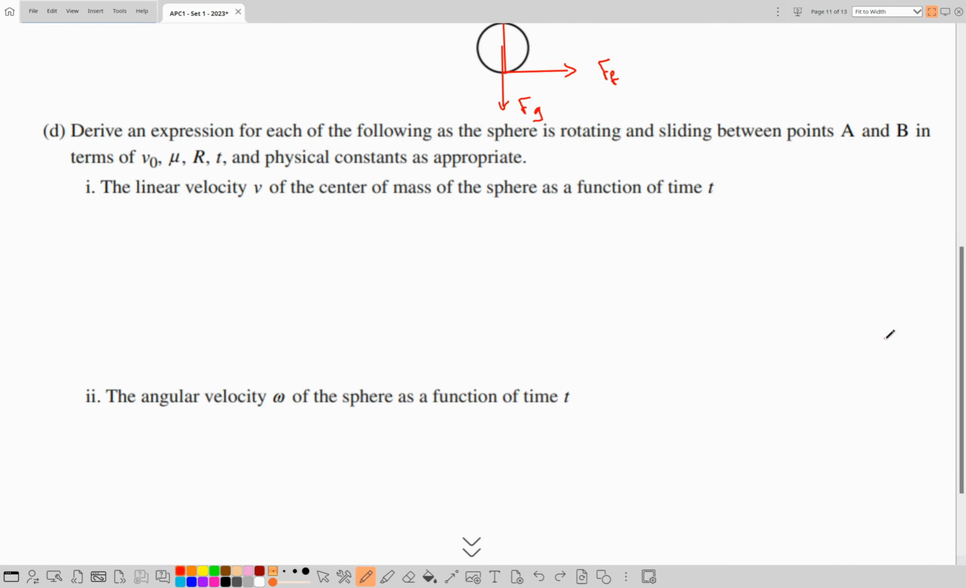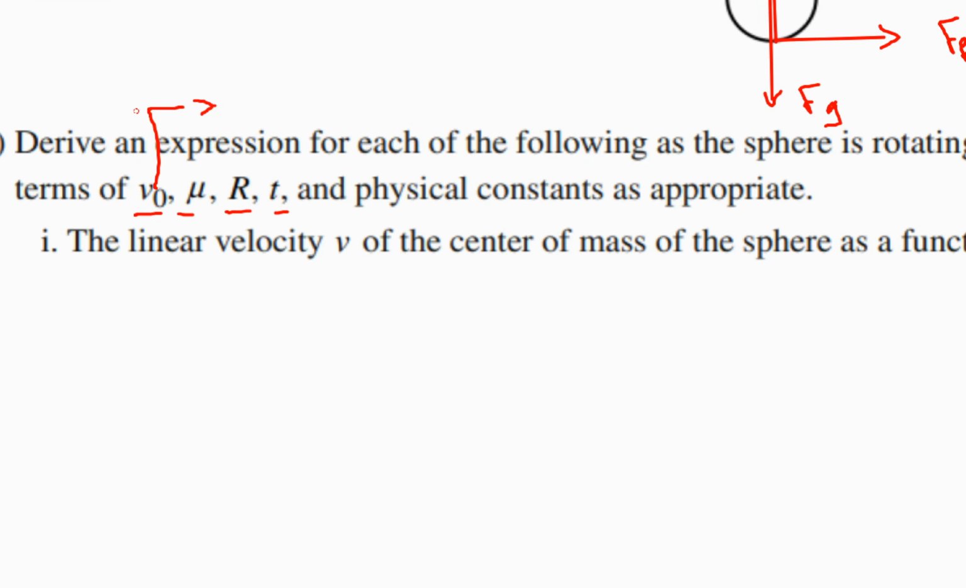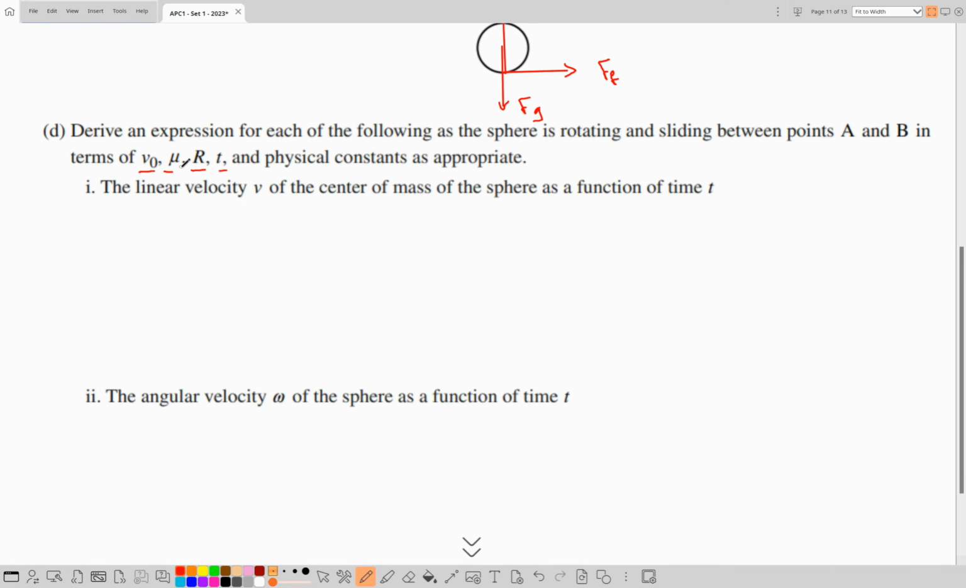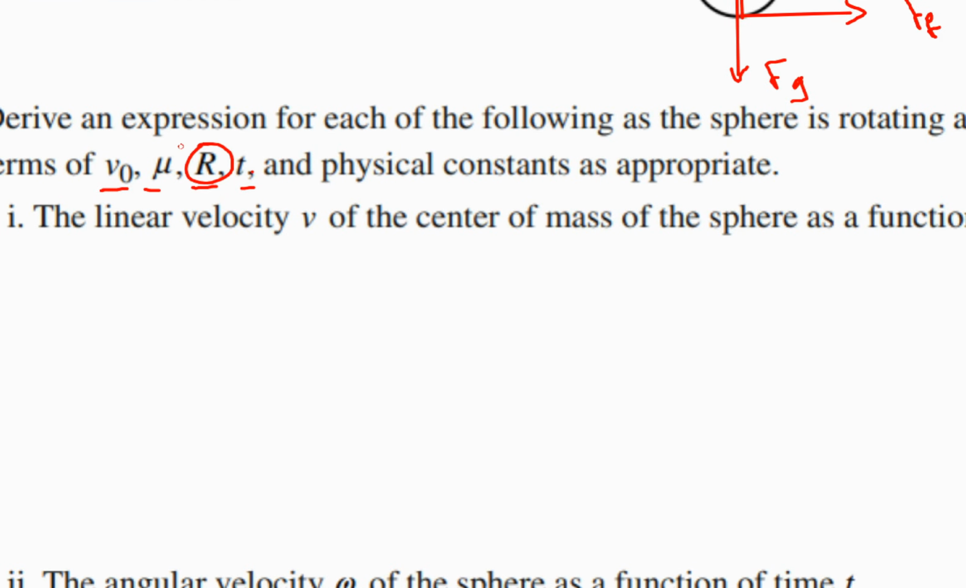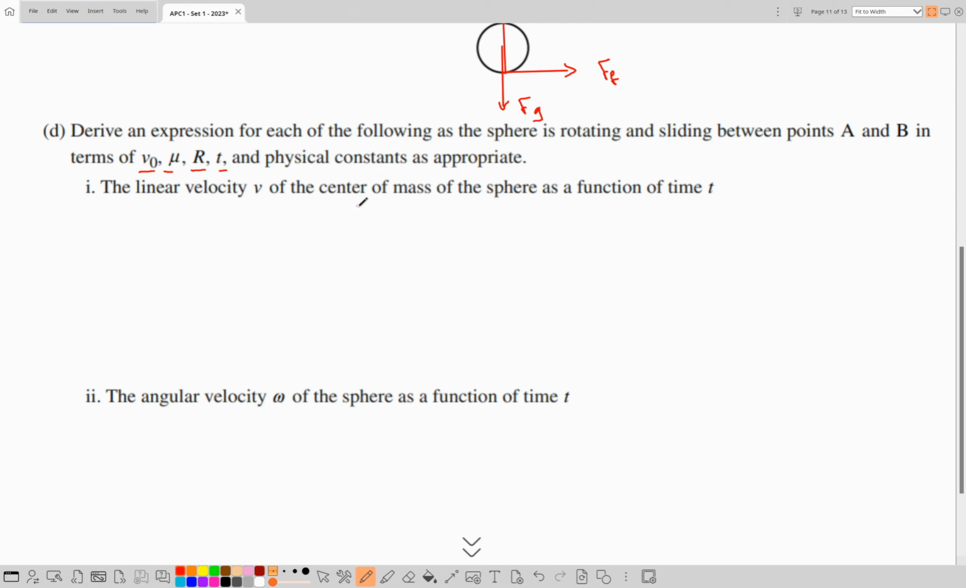Now in part D, they're telling us to derive an expression for each of the following as the sphere is rotating and sliding between points A and B in terms of V0, mu, R, T, and physical constants as appropriate. What does V0 represent? V0 is the speed at the point A, which is the speed after the collision. We already have determined V0 to be given by the radical 4/3 GL, but no need to use this expression. We will limit ourselves to this expression. Mu is the coefficient of kinetic friction, R is the radius of the sphere, and T would be the time, so as function of time.